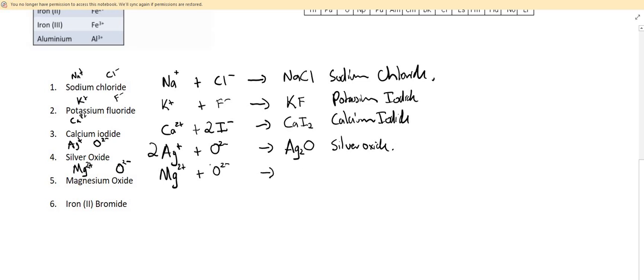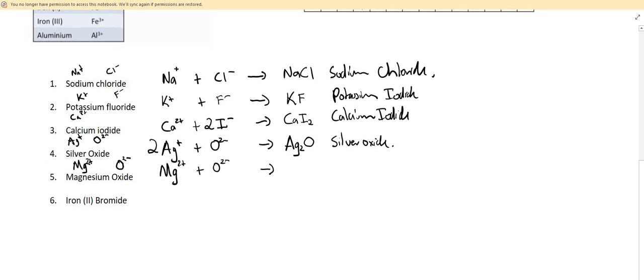Now we write the formula for the compound. We've got 2 positive charges on the cation. We've got 2 negative charges on the anion. So they're balanced this time, aren't they? So there's no need to do any balancing or rearranging, because the charges are already balanced: 2 positives and 2 negatives. So we can simply write MgO, and that's called magnesium oxide.